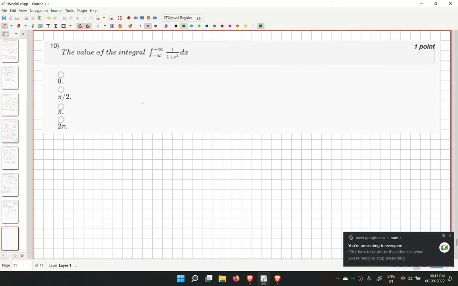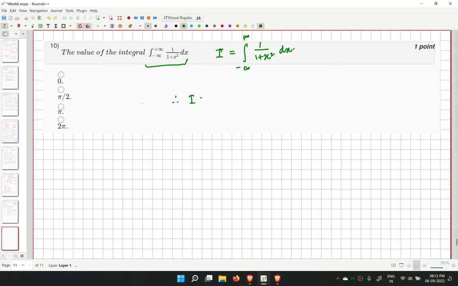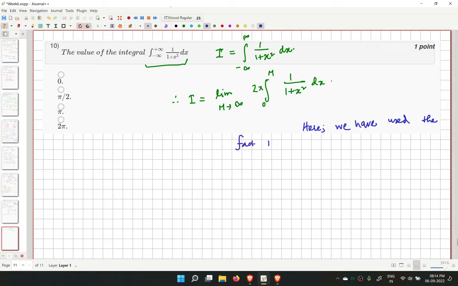Again, this is another improper integral that we have to evaluate. So this is the integral from minus infinity to infinity of 1 over 1 plus x squared dx, denoted as I. So we can write limit m tends to infinity, two times the integral from 0 to m of 1 over 1 plus x squared dx, and here we have used the fact that 1 over 1 plus x squared is an even function.